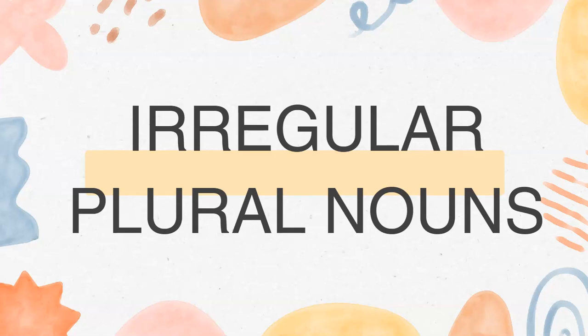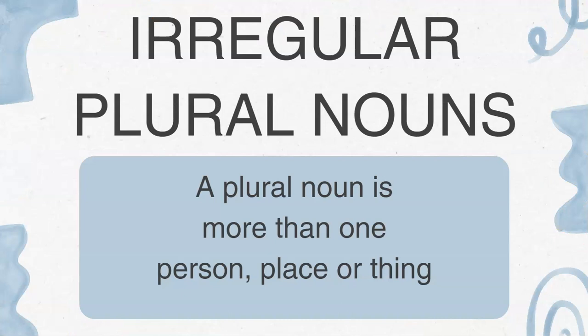In this lesson, you'll learn about irregular plural nouns. As a review, a plural noun is more than one person, place, or thing. Remember, it could be 2 or it could be 100, but we know it's more than one person, place, or thing.